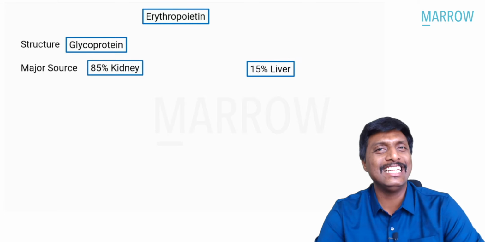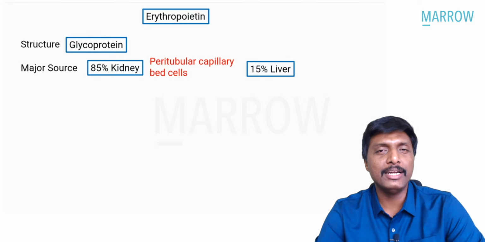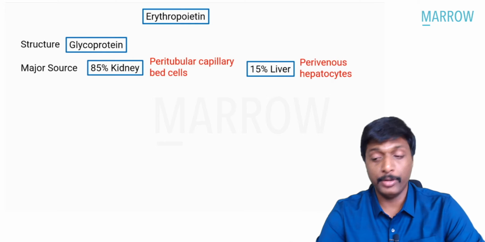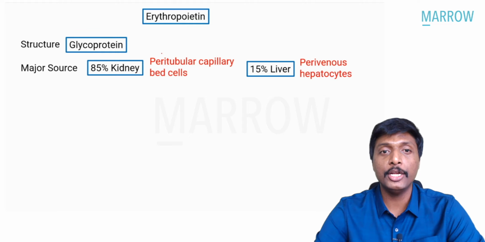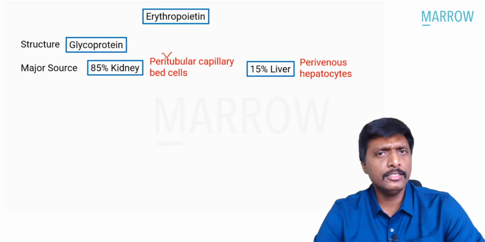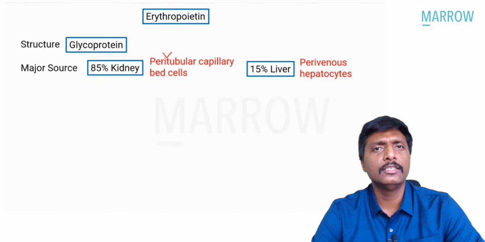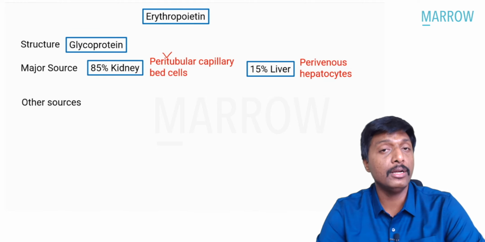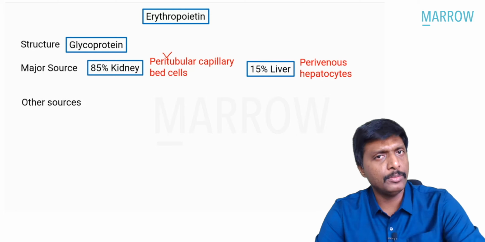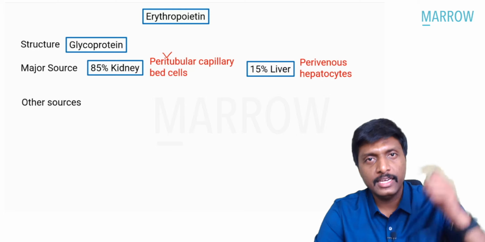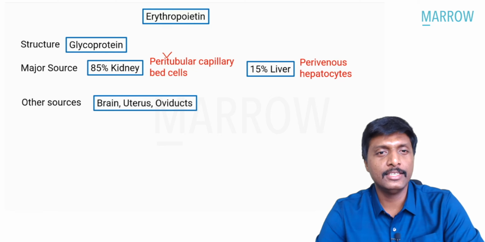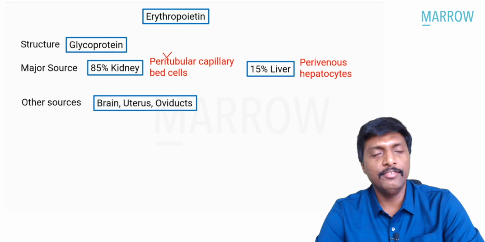What are all the sources in the kidney, sir? Peritubular capillary bed cells. What about the liver? Perivenous hepatocytes. It was asked before, particularly this kidney cell, peritubular capillary bed cells. Are these the only two exclusive sources? Some amount of erythropoietin is also shown to be found in other locations. Remember these three areas, maybe a future potential MCQ. Any guess? Yes: brain, uterus, and oviducts. So collectively, kidney, liver, brain, uterus, and oviducts.